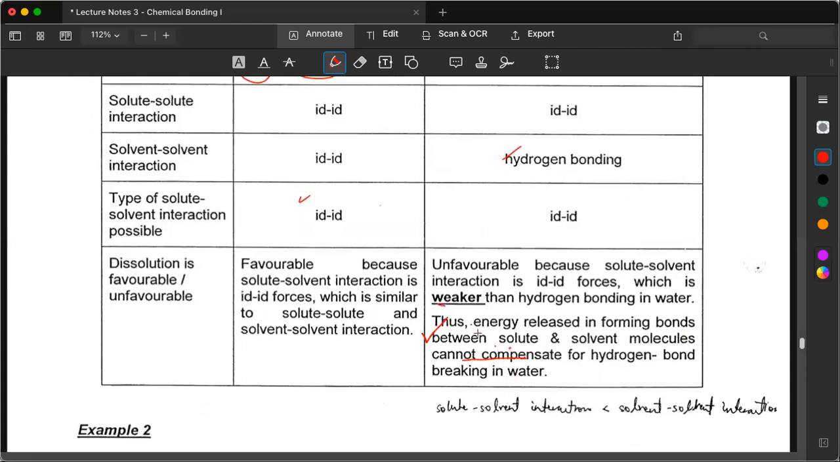Okay, there is energy release when bonds are formed between solute and solvent, but that energy release is not sufficient to compensate for the energy taken in to break the bond. So it cannot happen.